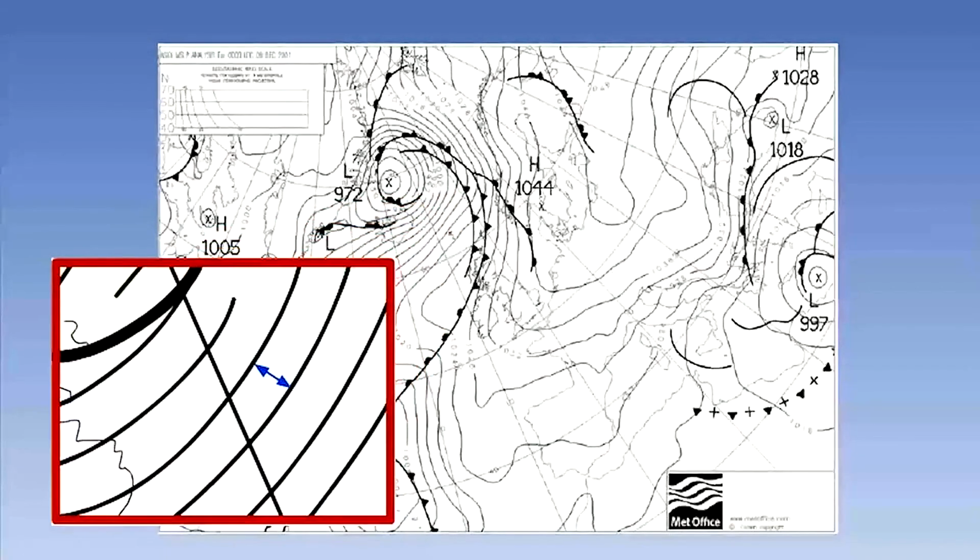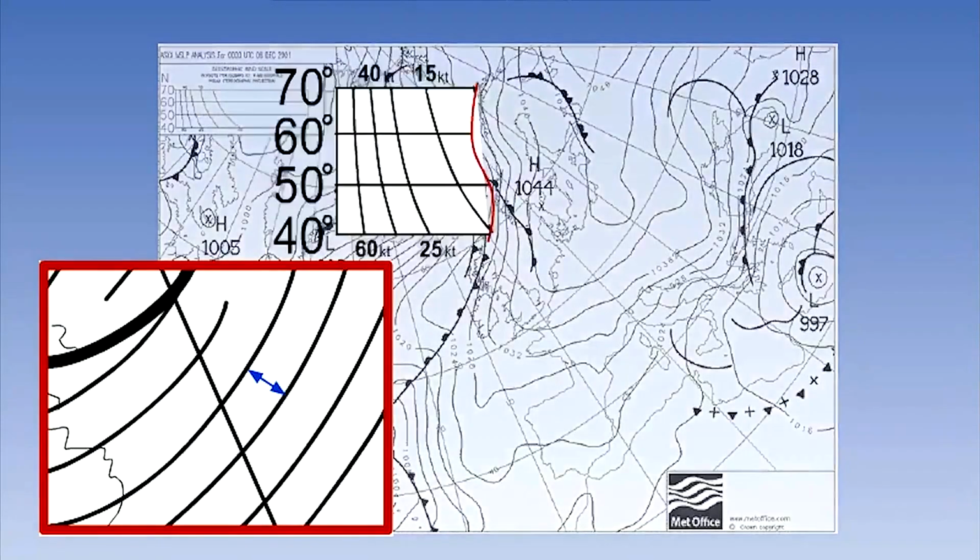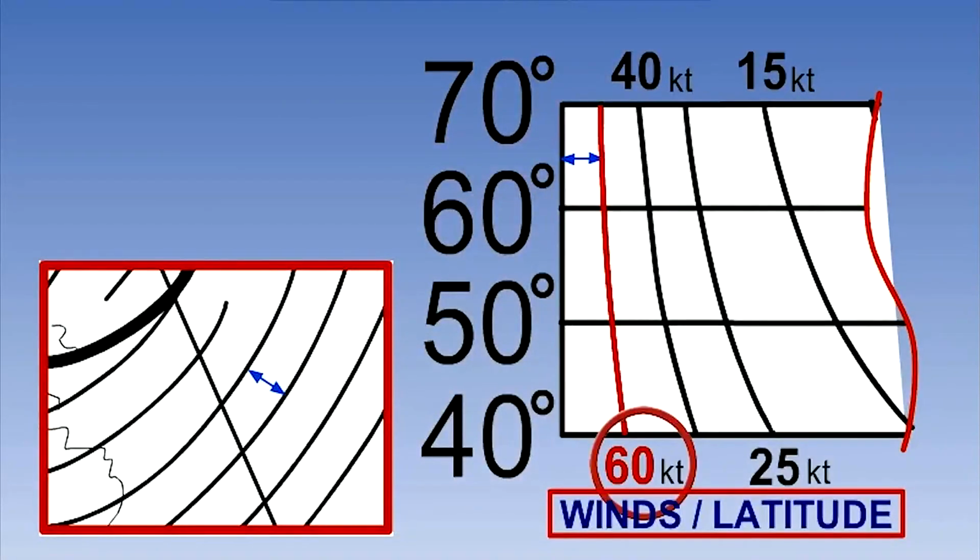Tightly spaced isobars show a very steep or strong pressure gradient. We call this force the pressure gradient force or PGF. A large pressure gradient force means that there is large pressure change over a small area. The pressure gradient is important because it controls the velocity of air, such that if the isobars are tightly spaced, there is a large pressure gradient force and therefore strong winds.